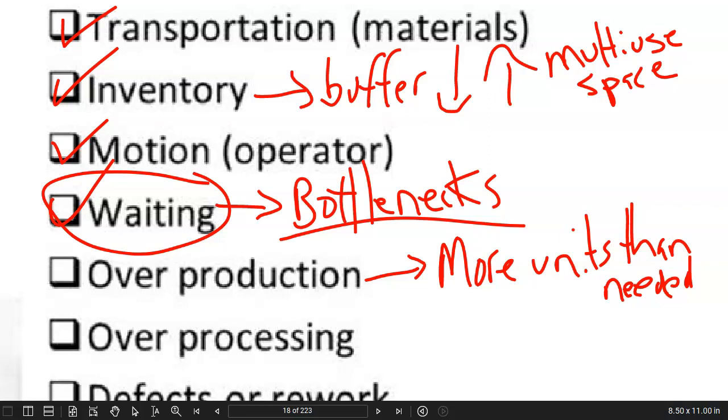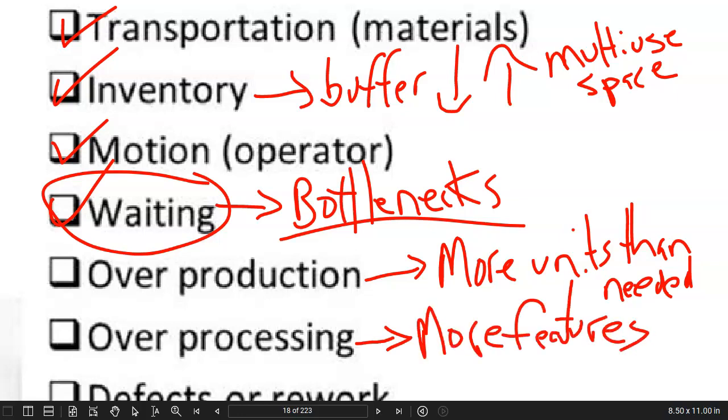Overprocessing waste sounds similar, but it's a little bit different. It's about more features in a unit than what is required. What I mean by more features is sometimes I call it the gold plating or over engineering effect, where we put more capability, more functionality into a particular product or service request than what our customer demands need.